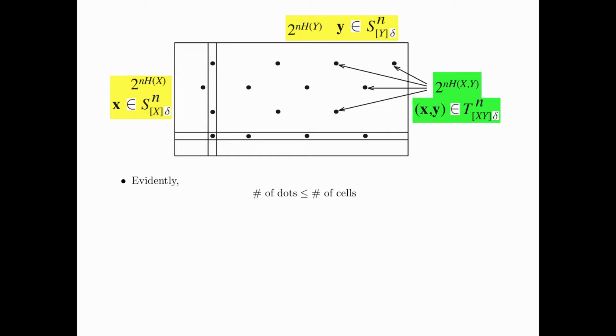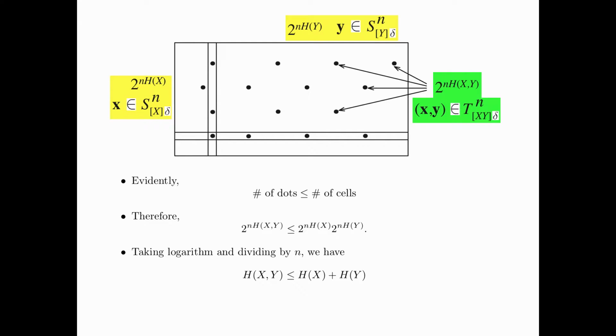Evidently, the number of dots must be less than or equal to the number of cells, and so we have 2^{nH(X,Y)} less than or equal to 2^{nH(X)}, that is the number of rows, times 2^{nH(Y)}, the number of columns. Taking the logarithm and dividing by n, we have H(X,Y) less than or equal to H(X) plus H(Y), or the mutual information between X and Y is greater than or equal to 0.